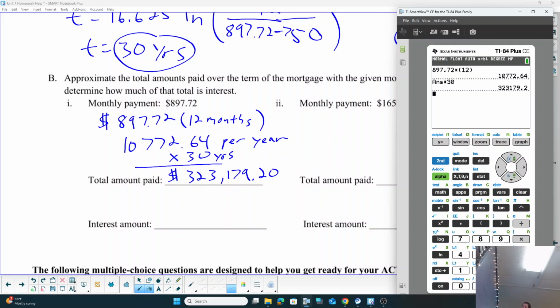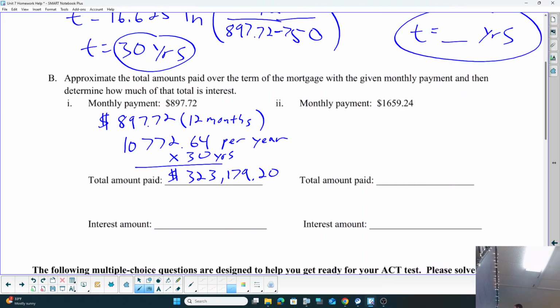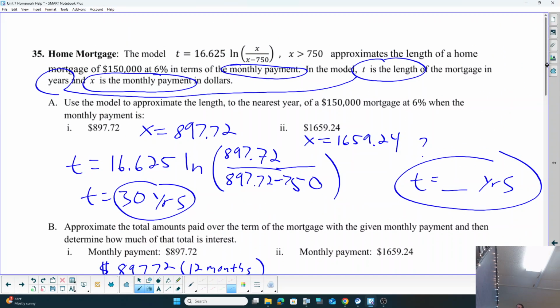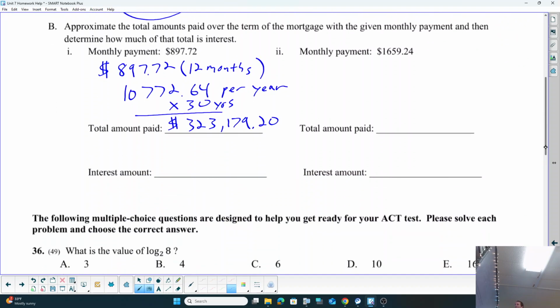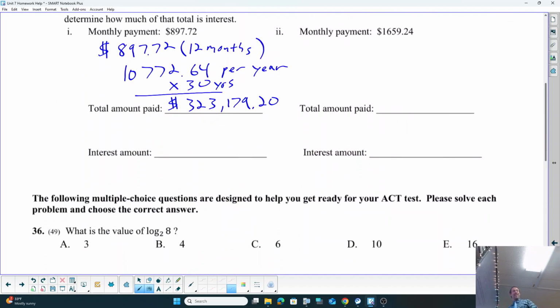Okay, well, what's the total interest paid? Well, the interest rate is like 6%, right? But I feel like it's compounding, so I'm a little confused here. But we'll see. So what was the initial mortgage? Because they give us a formula. Okay, so we borrowed $150,000, and we ended up paying $323,179.20. That's crazy. That's how banks make their money at 6% interest.